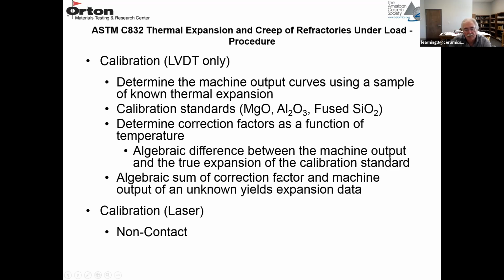So the algebraic sum of a correction factor and the machine output of an unknown gives you the expansion of the sample. And that's where you use it during the expansion under load portion of a creep curve. The laser is non-contact and it requires no calibration except for the accuracy of the electronics for the laser.